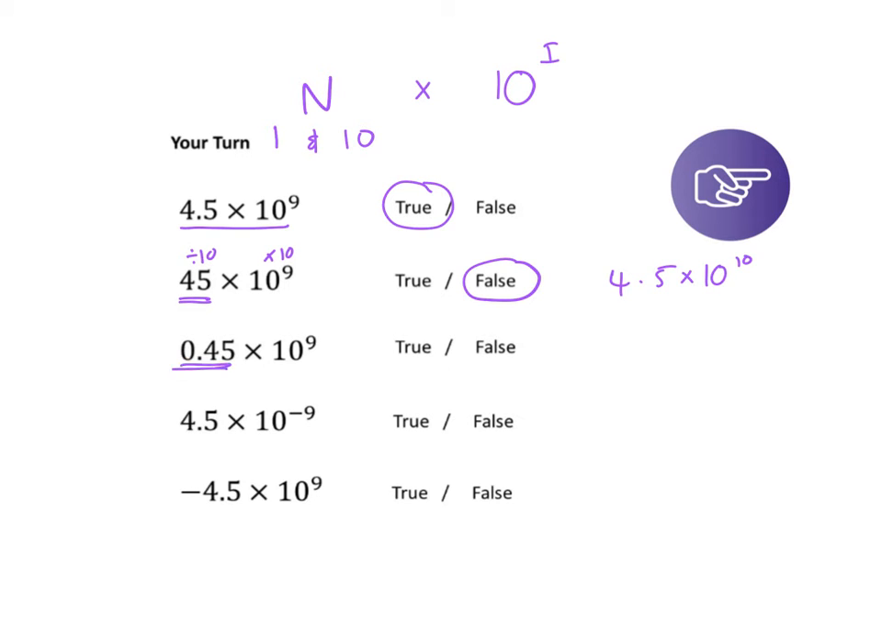Again, this value is less than 1, so that would be incorrect. Again, 4.5. This time I'm making this side bigger, so I make the right side smaller. So again, it's times by 10, but it's to the power of 8 this time. This one is true because I can have the negative with the indice, but I cannot have the negative with the value at the front, so that would be false. I can't have that number.